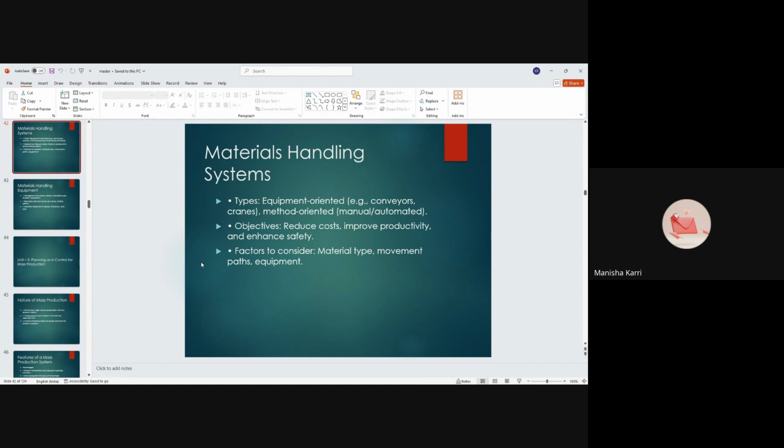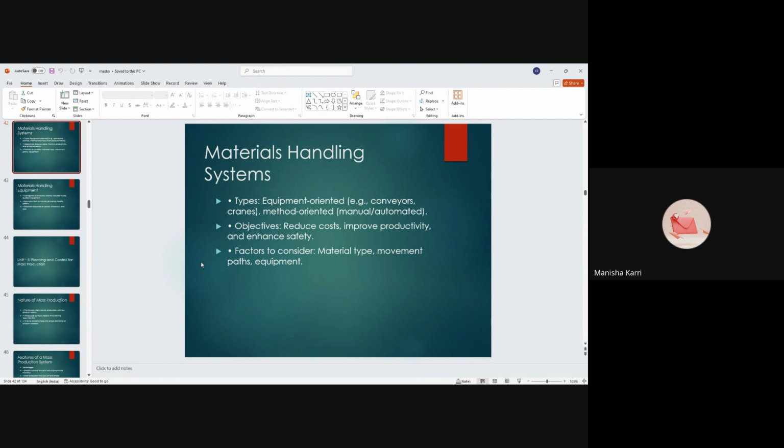And coming to the movement paths. The routes that materials take within the facilities; the system should support more efficient paths to minimize time and effort. That is nothing but movement paths. And the last one is equipment. Choosing the right tools or machines to handle the specific materials more effectively within the organization is nothing but the equipment.